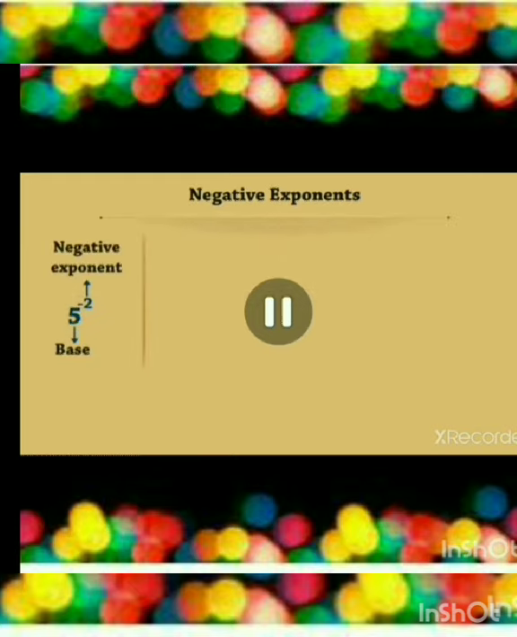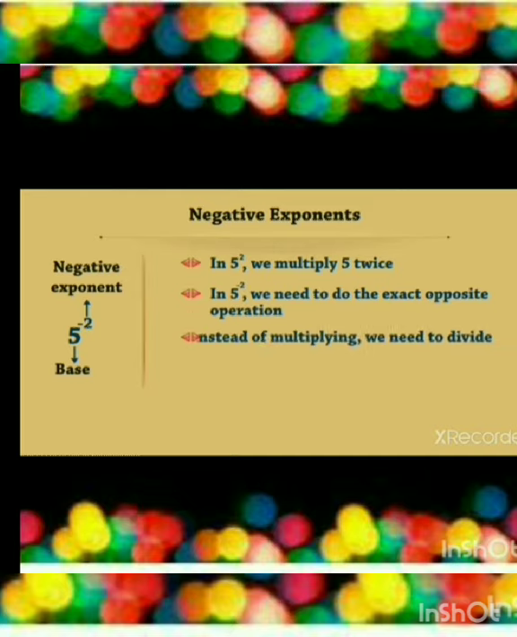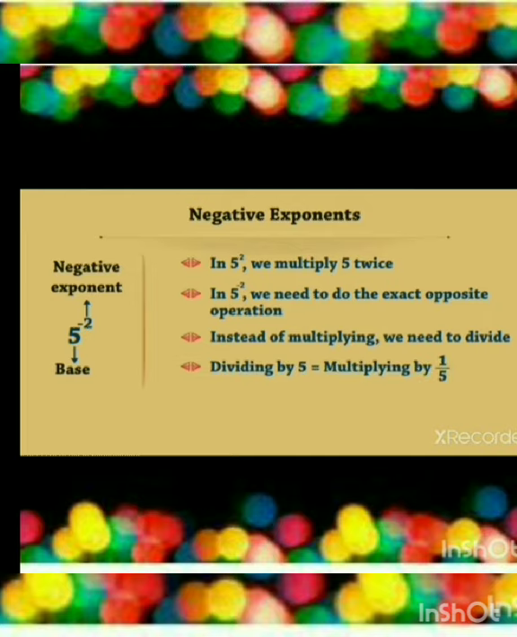Negative exponents. 5 power minus 2 is a negative exponent. 5 is the base and minus 2 is the negative exponent. In 5 square, we multiply 5 twice. In 5 power minus 2, we need to do the exact opposite operation. Instead of multiplying, we need to divide. Dividing by 5 equals multiplying by 1 by 5. Therefore, 5 power minus 2 equals 1 by 5 into 1 by 5, which equals 1 by 25.